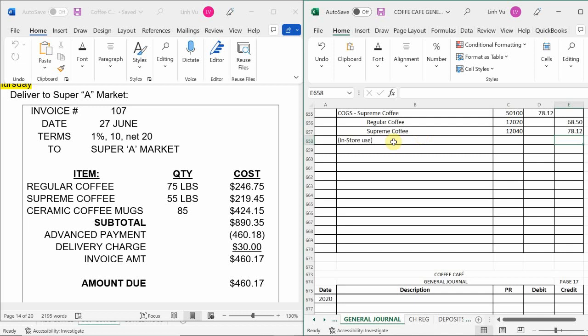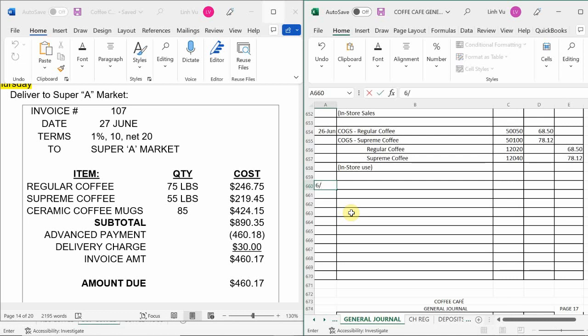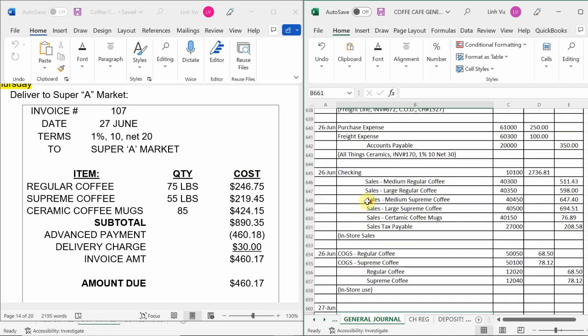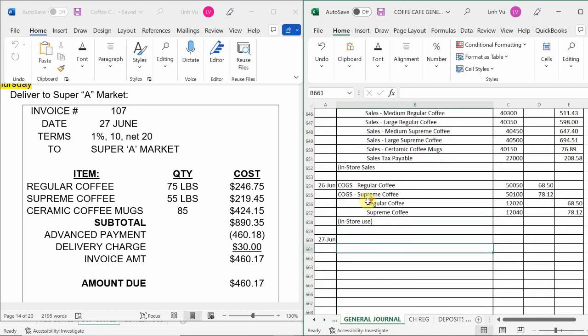Okay. So what is different about Super A Market? Delivering to Super A Market. We have the advance payment that they sent to us we dealt with yesterday. Okay. So, how are we going to record this transaction? Well, find the one from before.